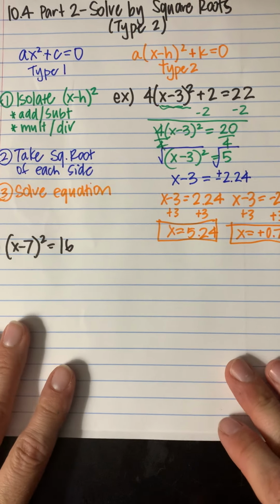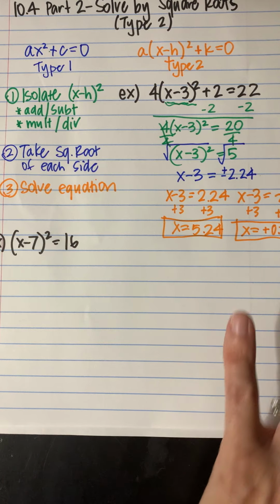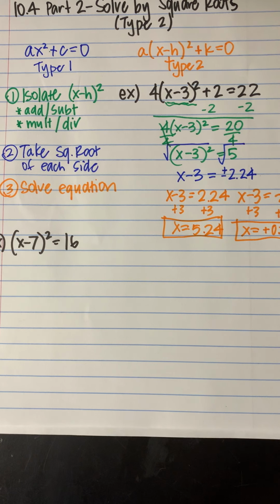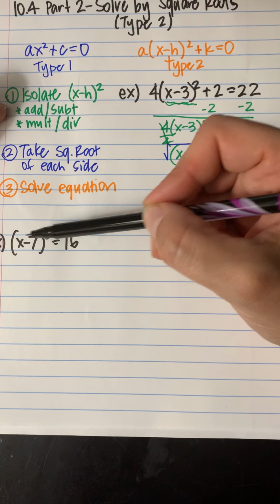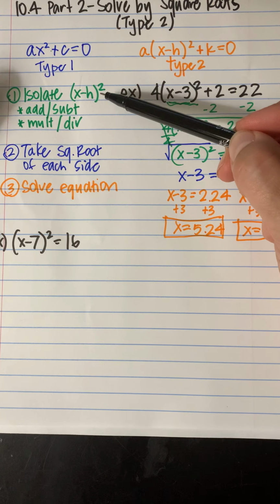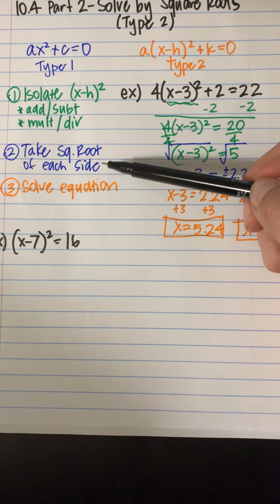Our next problem here is x minus 7 squared equals 16. So I want to isolate the x minus h squared. x minus 7 squared is isolated already, so I don't have to do that step. Now I'm ready to take the square root of each side.